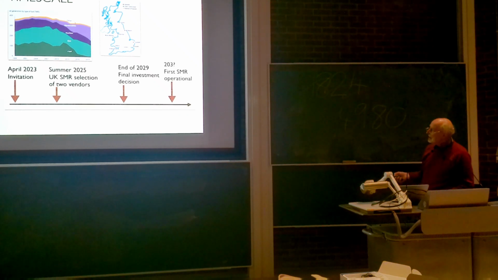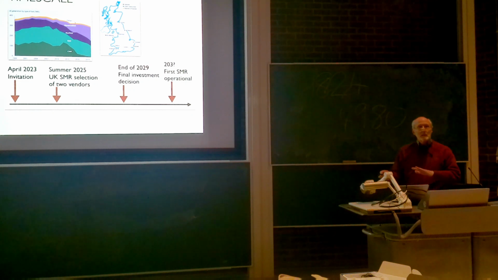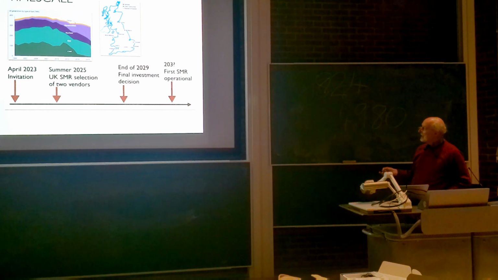So we left the timeline a little while ago with this invitation in April 2023. And it's this summer where they're going to select, and it says here 2 vendors, but the chief executive of Great British Nuclear gave an interview where he said they would be selecting 1, 2 or 3 suppliers. So I don't know. I had always believed that it was going to be 2 vendors and they'd place an order on each of them so as to have some alternative choices. But that final investment decision is not until the end of 2029.